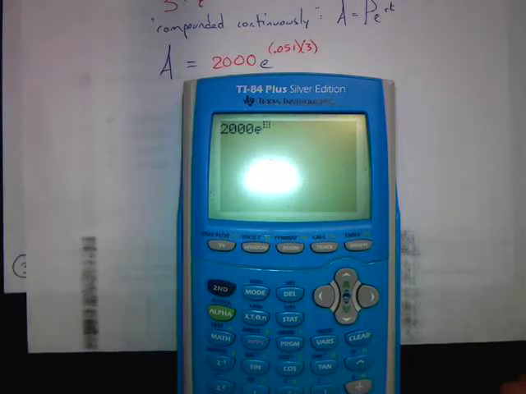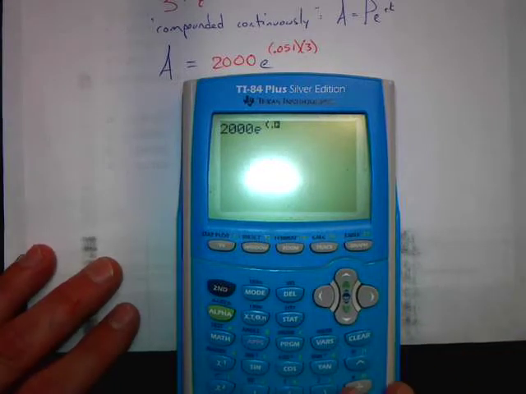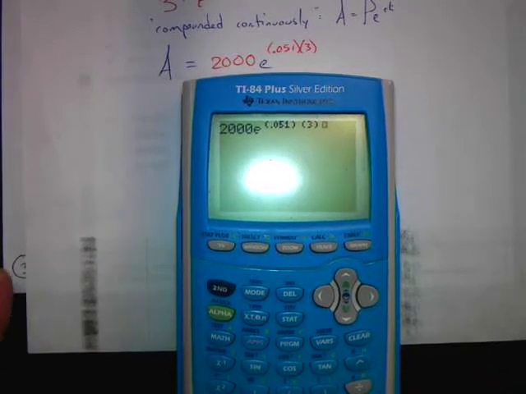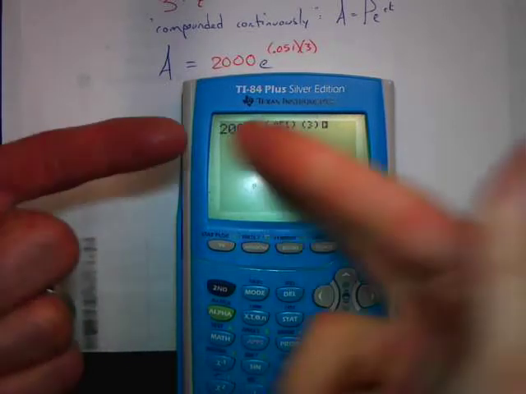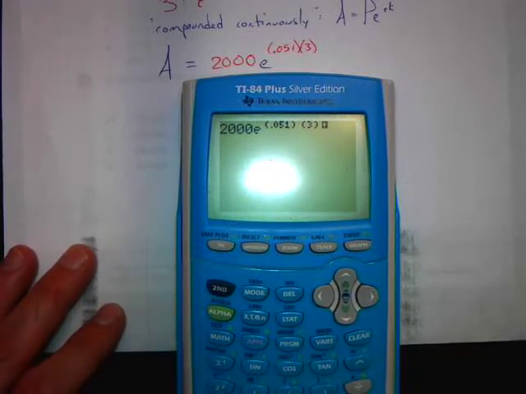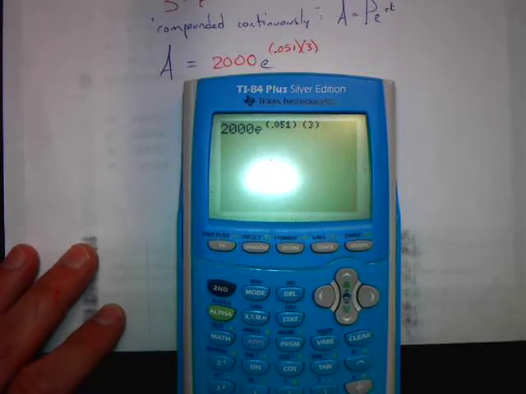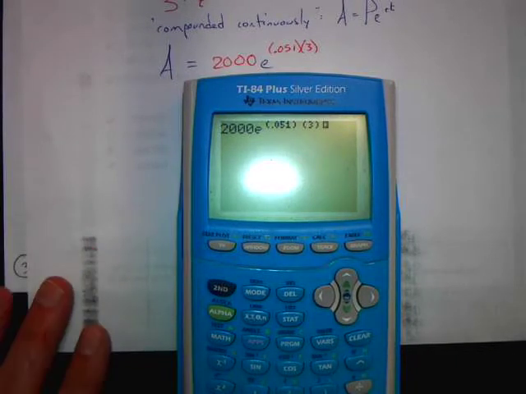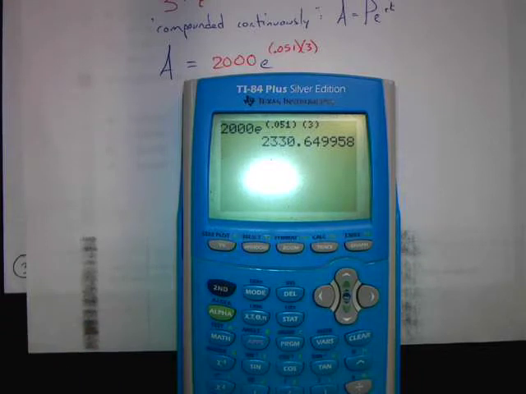Now, before I start typing in 0.051 and 3, I'm going to use parentheses. Remember, we have to account for multiplication. So look at how I've typed that exponent in. I'm using parentheses, telling the calculator that the exponent is something complicated. So I've plugged, I've chugged, boom, hit enter. That's how much the account is going to be worth in 3 years. In 3 years at 5.1%, you're making about $331.